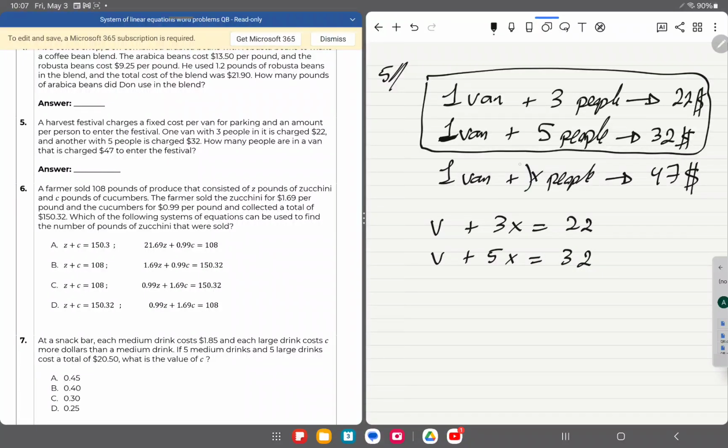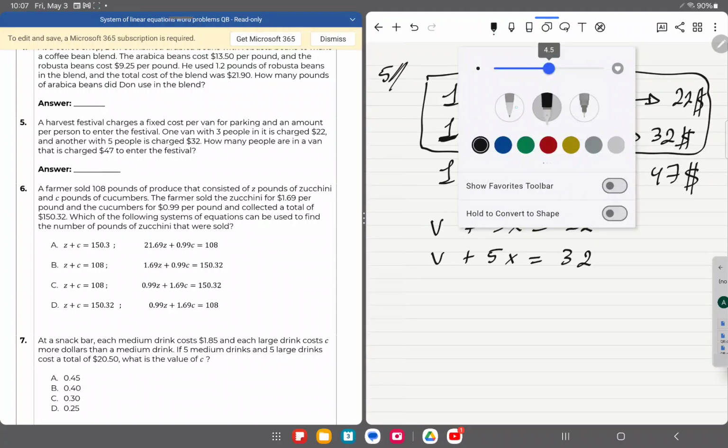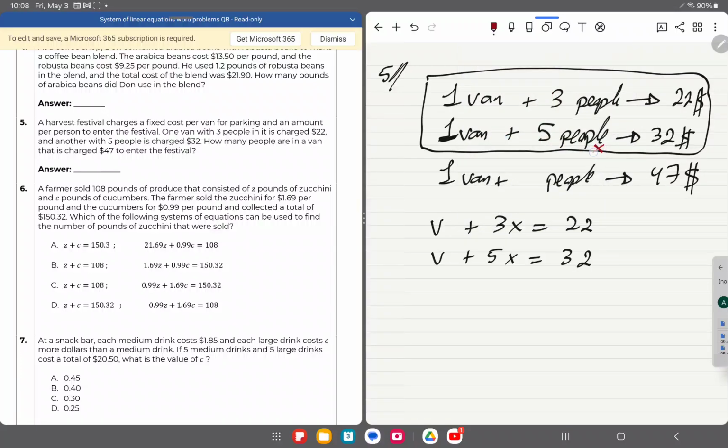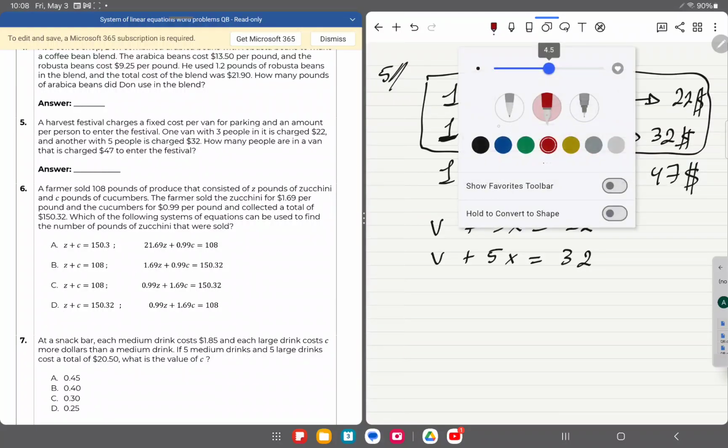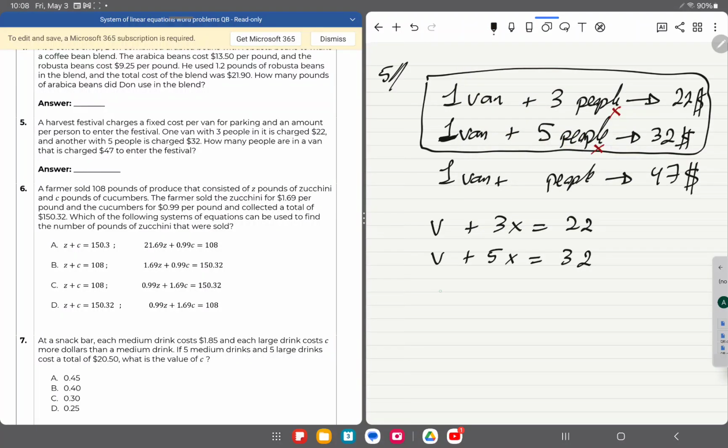Now, I don't know how many people there are here, so I cannot really write x people, because I used the x. So people is the x. People over here is my x. I don't know how many people. Okay, let's move on.